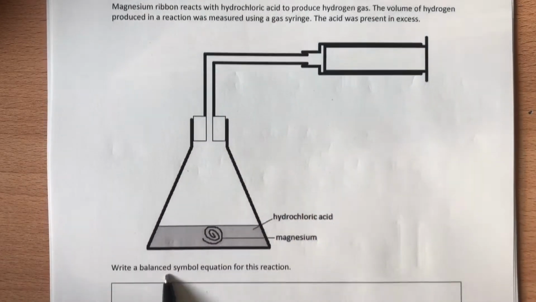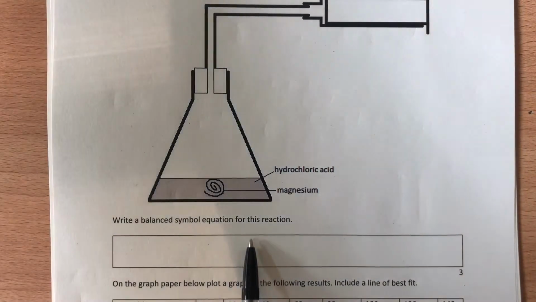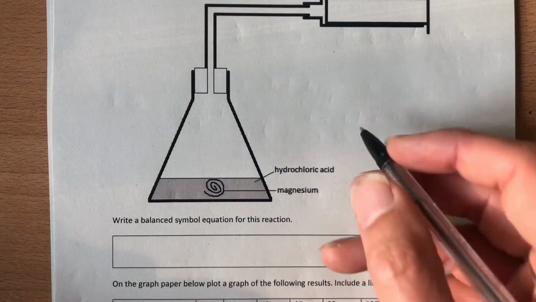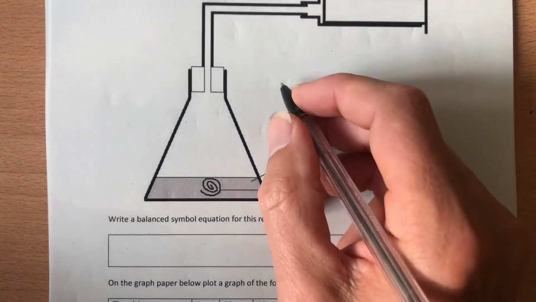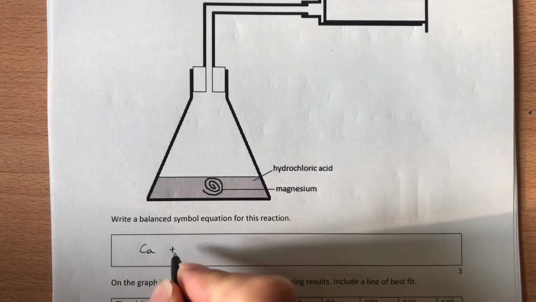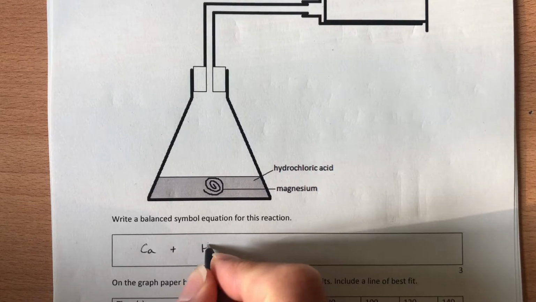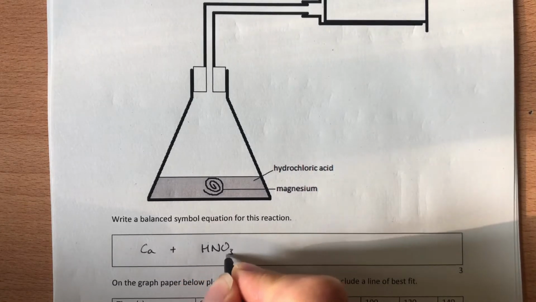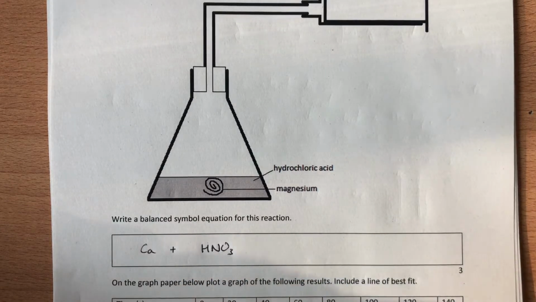First question, write a balanced symbol equation for the reaction. Well, I'm not going to do it for magnesium and hydrochloric acid, that's your job. I'll do it for, say, calcium and nitric acid. It is important that you know the formulae of these common acids. Nitric acid is HNO3.